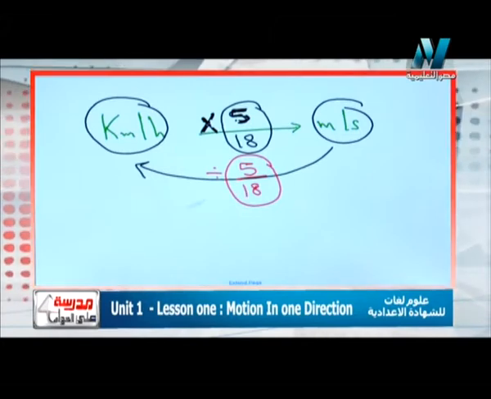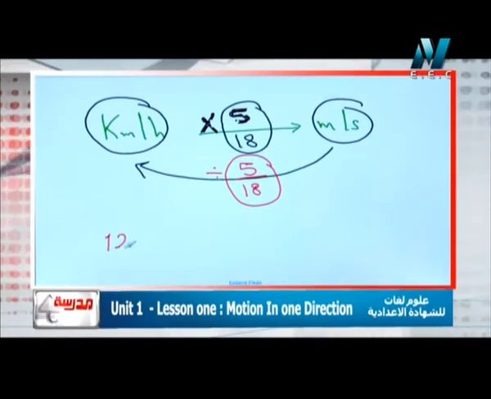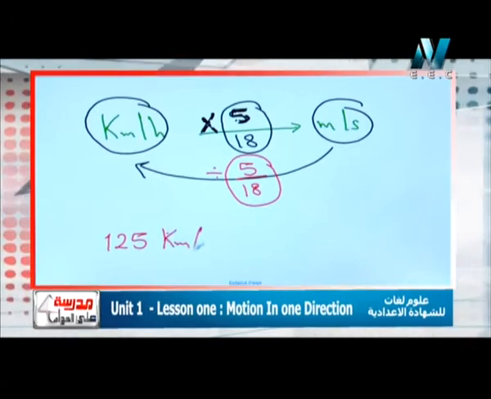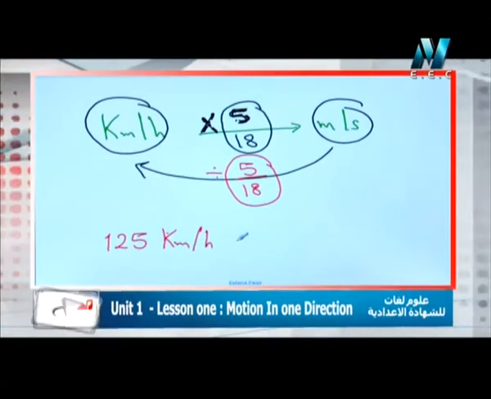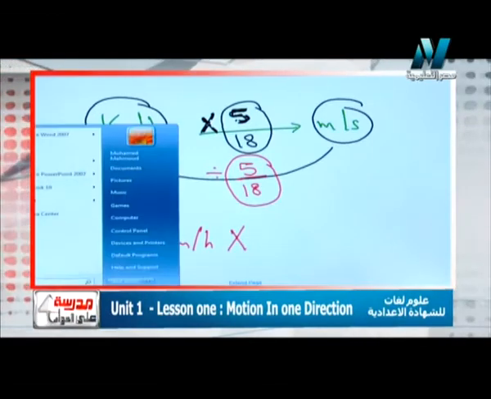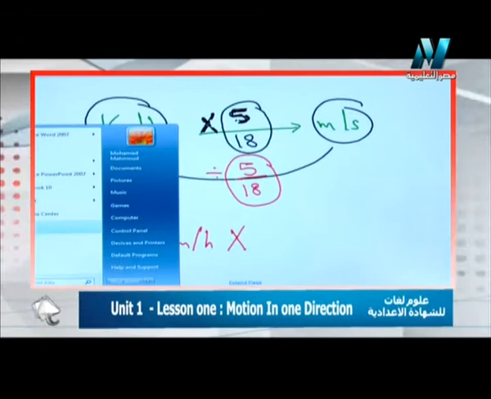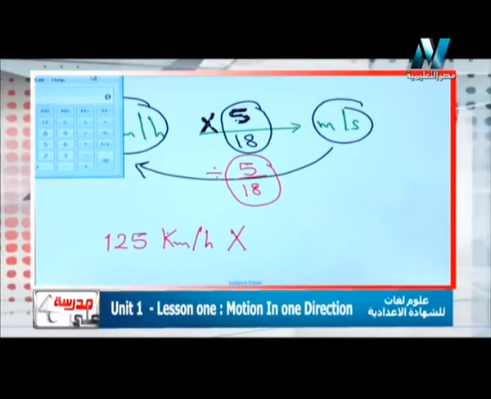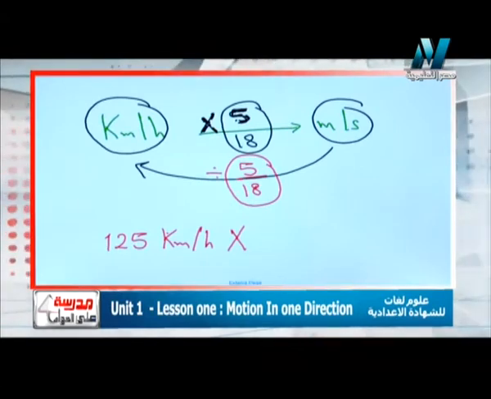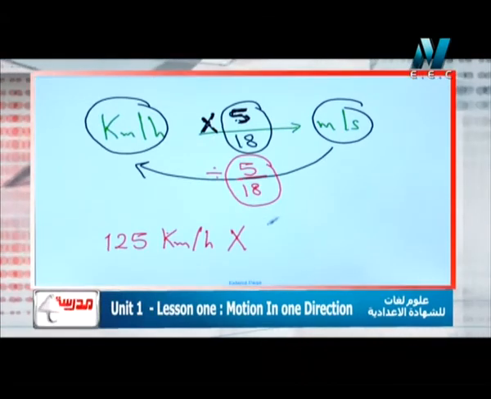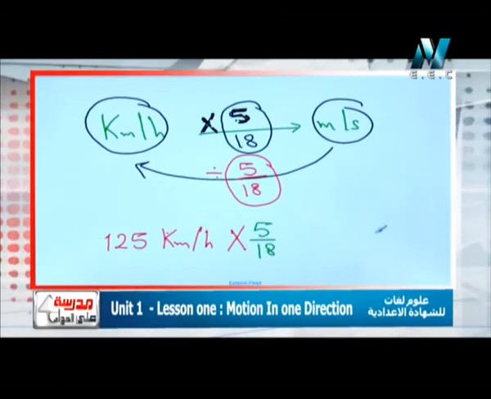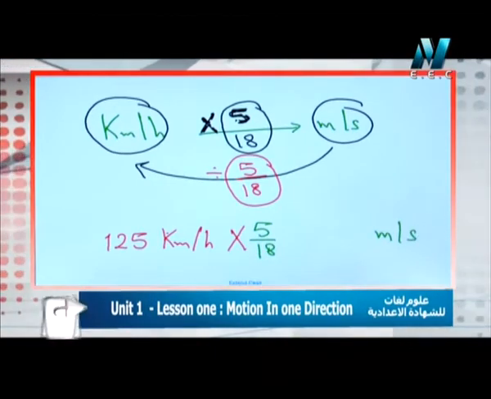طيب انا عندي 125 البروبلم اللي كانت معانا كيلومتر بير اور، انا عايزها متر بير سكند. اقوم رايح اعمل لها multiply with what؟ with 5 over 18 زي الكالكوليتر اللي هنطلع قدامنا دلوقتي، صح؟ عشان نخليها متر بير سكند.